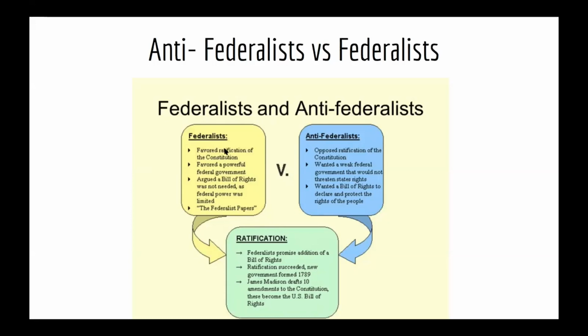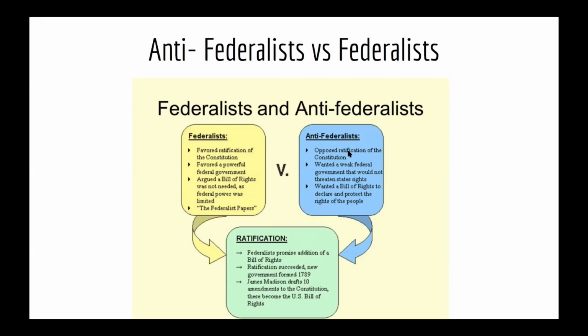So as we can read here, the Federalists favored ratification of the Constitution. They wanted a powerful federal government. They argued that a Bill of Rights was not needed, because federal power in the Constitution was already limited. Many Federalists wrote what was called the Federalist Papers. The three authors were Alexander Hamilton, James Madison, and John Jay, basically writing that the Constitution was good and we need to ratify it.